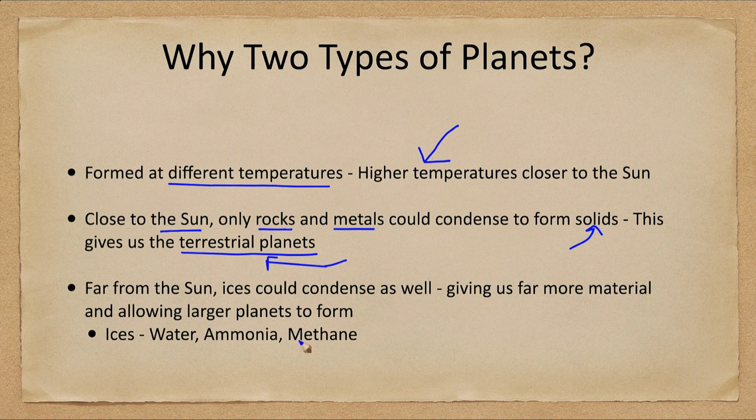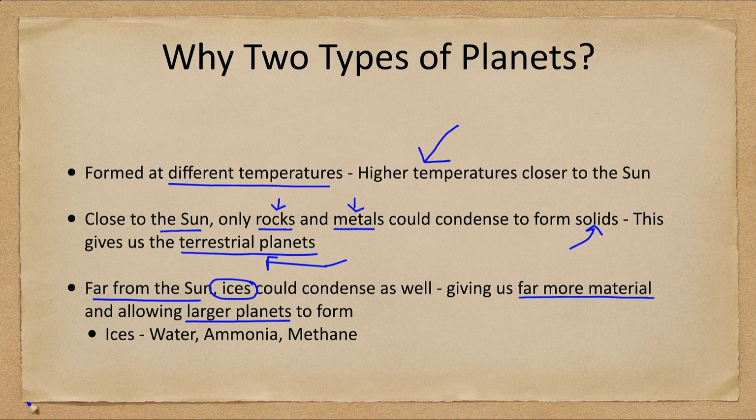Icy materials were unable to condense until you got far enough out in the solar system. So when you got far from the sun, now you can condense ices as well, giving us far more material to build from. So in the outer solar system, you not only had the rock and metal that you had in the inner solar system, but you also had the icy material, and that allowed for larger planets to form.